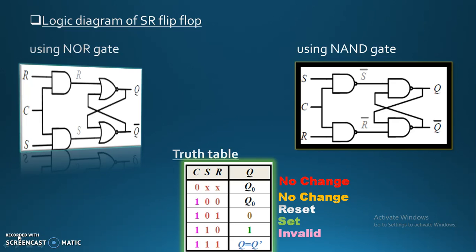The last state is explained like this: if S and R are both 1, both the outputs Q and Q dash will try to become 1, which is not allowed, and therefore this input condition is prohibited, and that's why it is invalid.